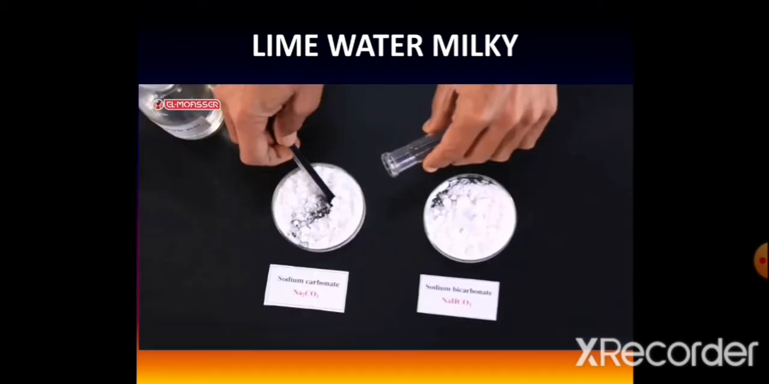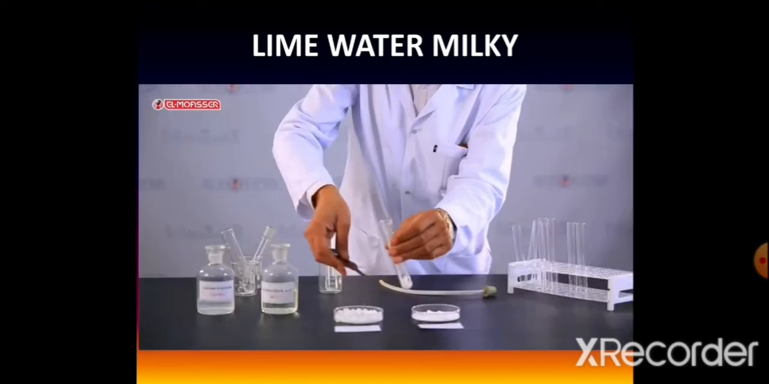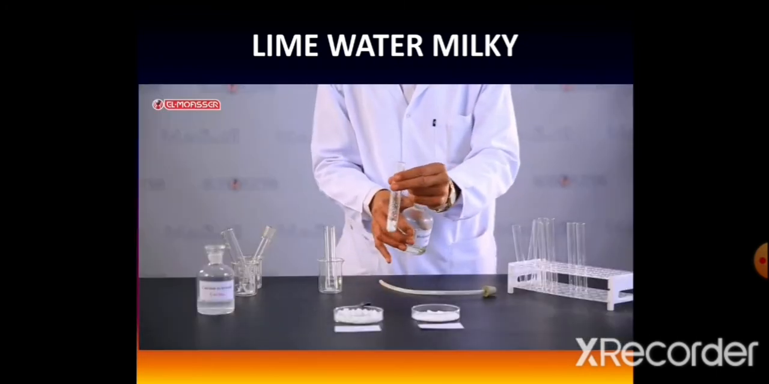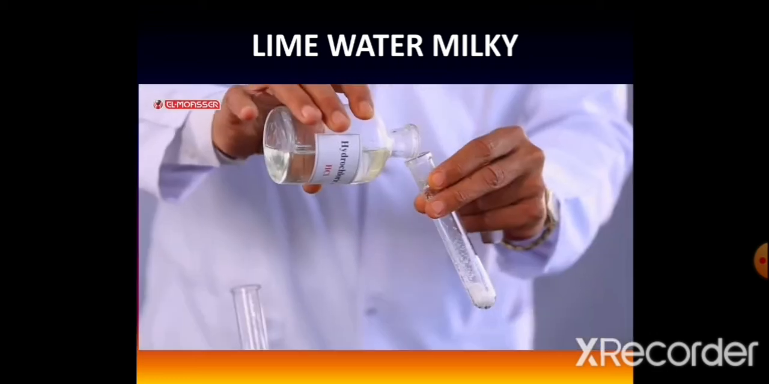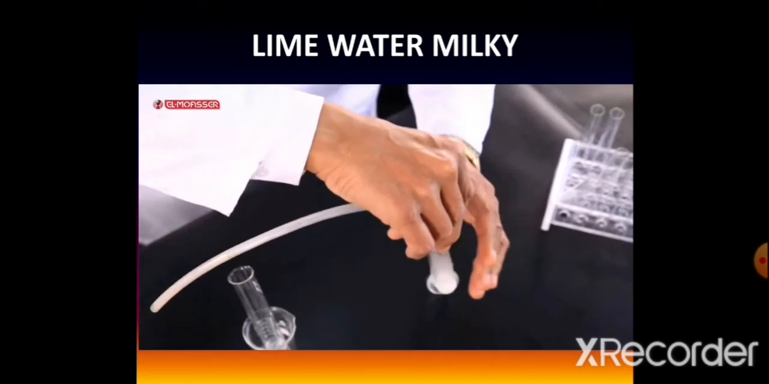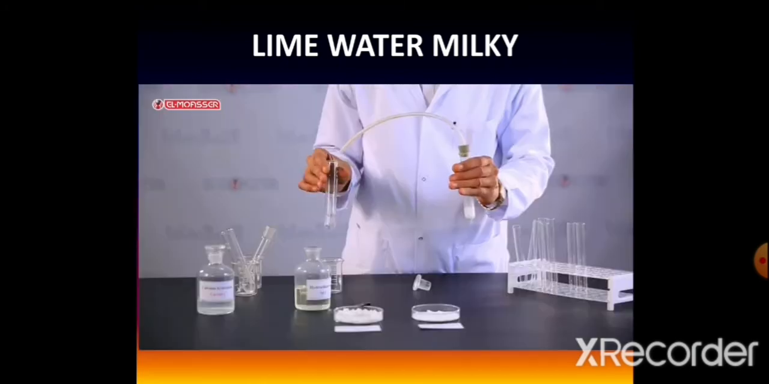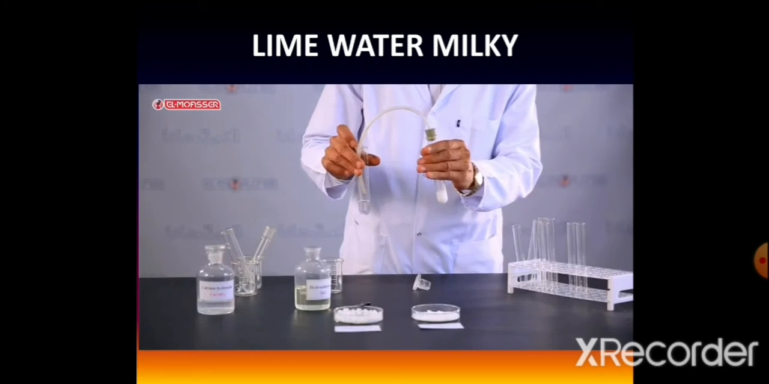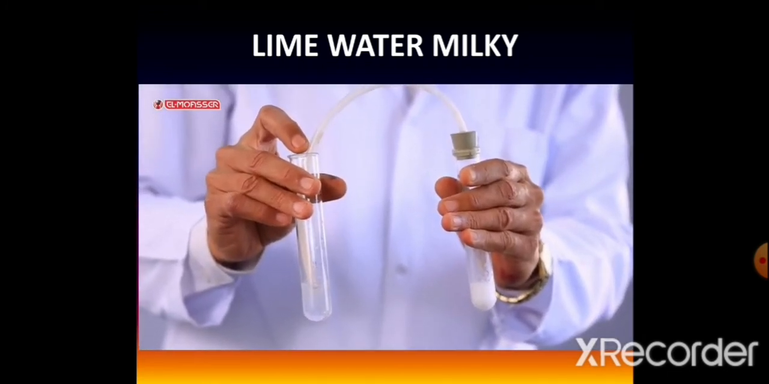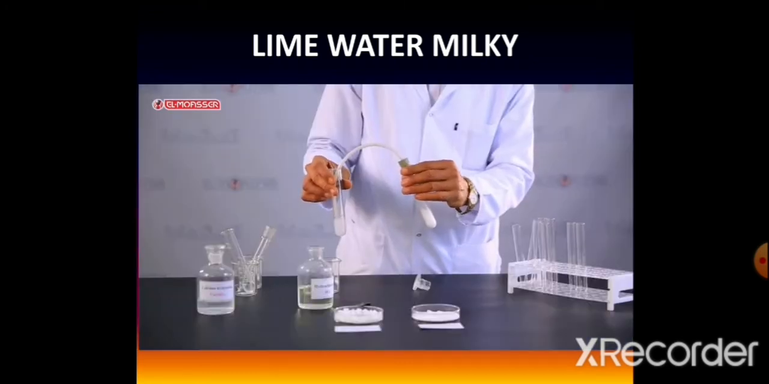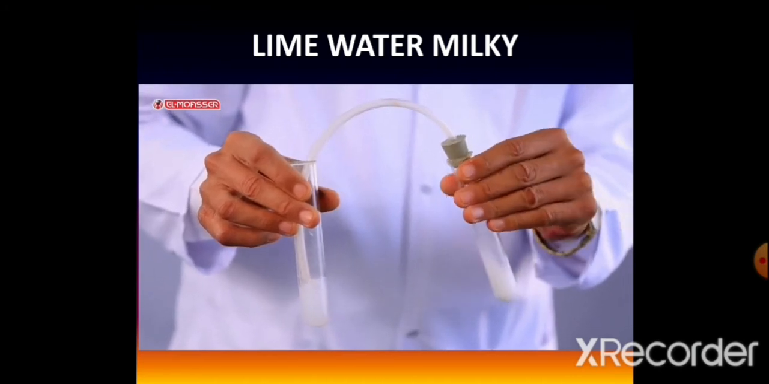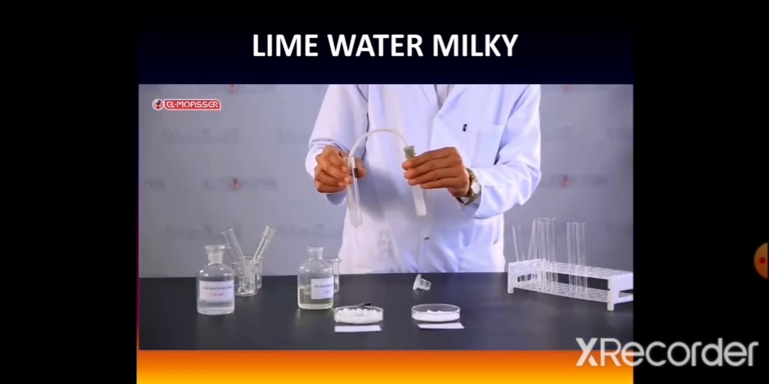Then we'll take sodium carbonate into the test tube and pour hydrochloric acid into it. Before that, we have to keep the delivery tube and rubber cork ready, gently put into the test tube, and pass the prepared CO2 gas into the lime water. The CO2 gas dissolves into the lime water. This calcium hydroxide gets converted into calcium carbonate, which turns into a white milky precipitate.